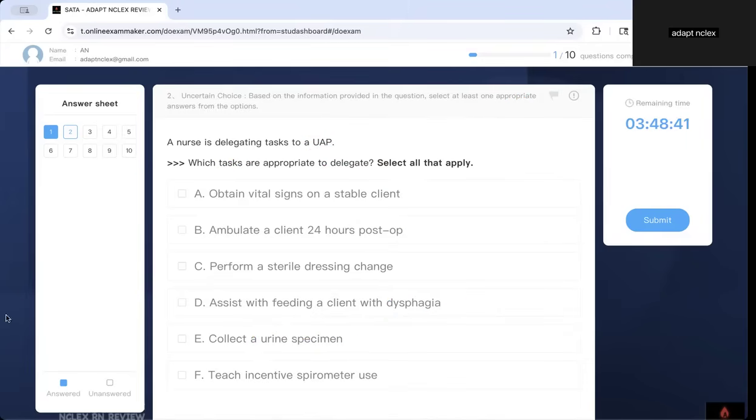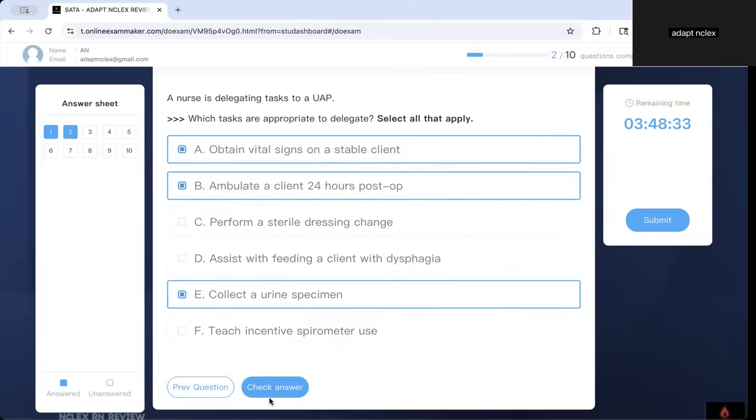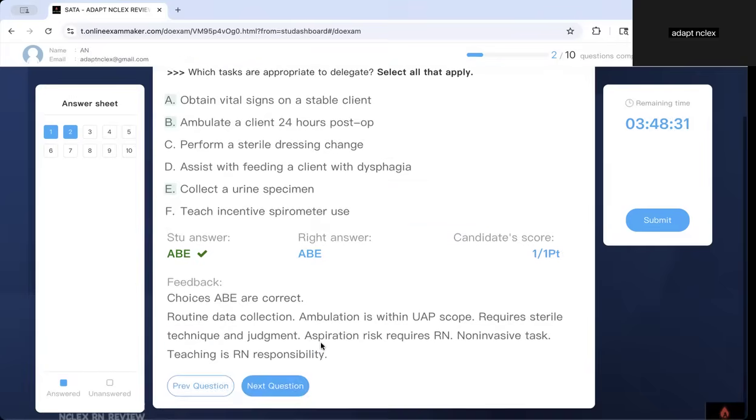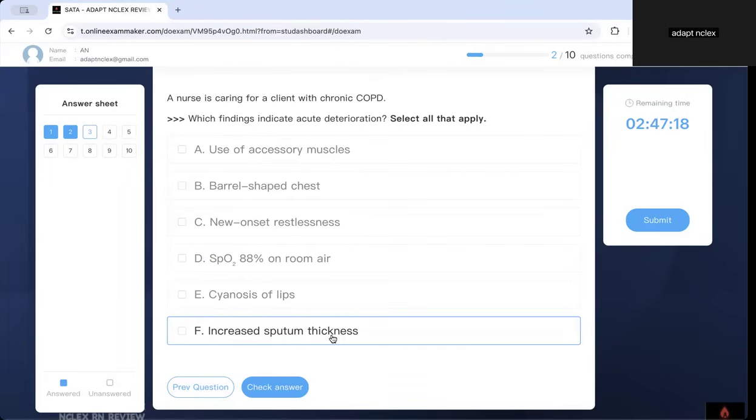And you can see that our answer is A, B, and E. That's all. Don't over-select. Don't overpick. If you are not sure, just leave it and walk away. That's all. As much as you can, just walk away. Otherwise, you lose points.